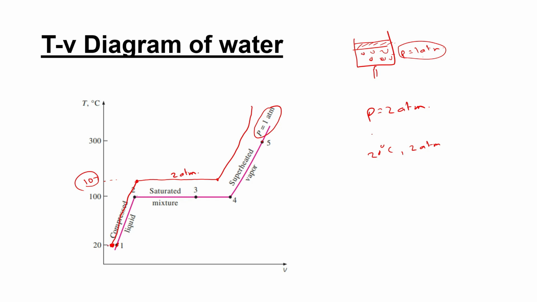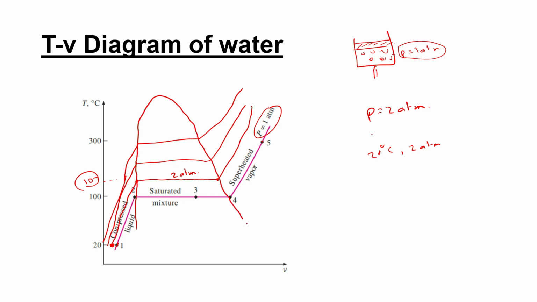If you take a different pressure, you can draw like this. This is how you draw the TV diagram. And if you connect all these saturation points here, you can get a curve like this. It will have a dome shape. So this will go like this.